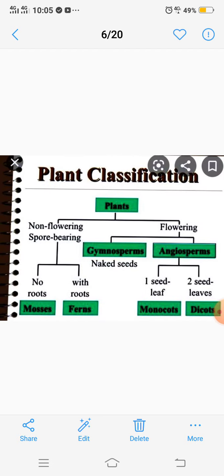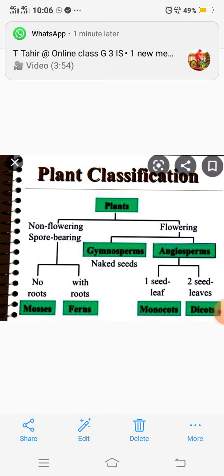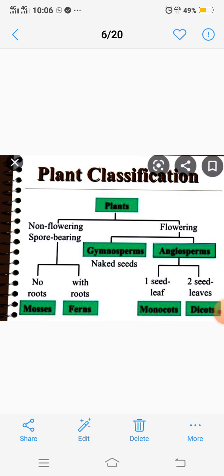Now, beta, we are supposed to discuss plant classification. Plants are divided into two main groups. One is non-flowering plants, and the other is flowering plants. Non-flowering plants are further subdivided into two groups, mosses and ferns, while flowering plants are divided into two main groups, gymnosperms and angiosperms. Angiosperms are also further subdivided into two main groups: monocots and dicots.